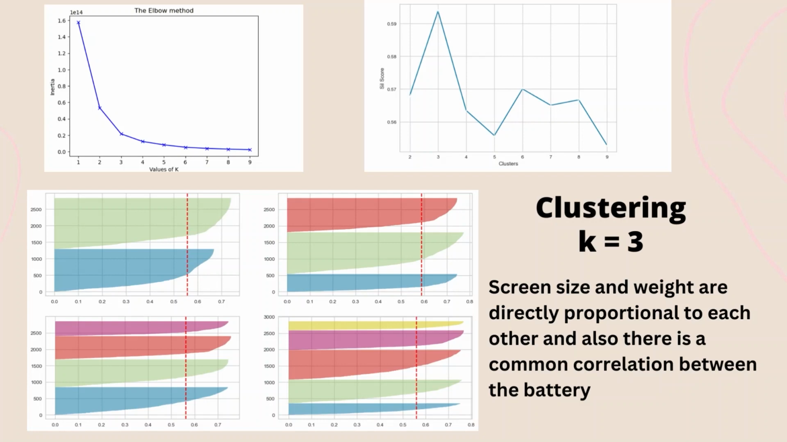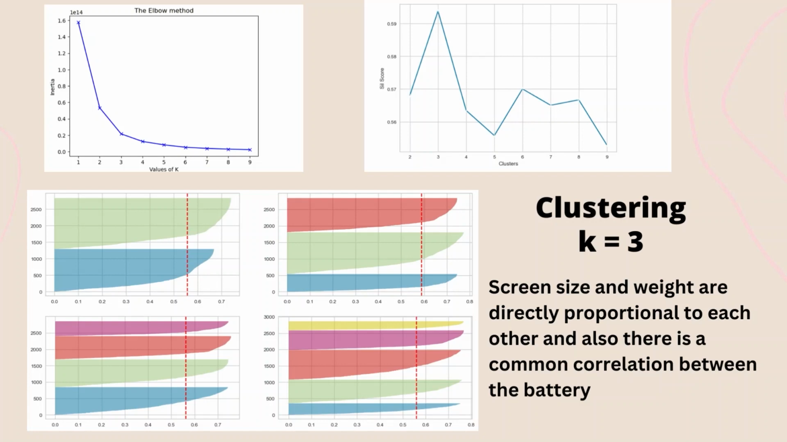Next, coming to one of the methods, this is an unsupervised method, clustering, and I got the k value as 3. You can observe in the obtained graphs, the elbow method and silhouette method. By this, we can infer that the screen size and weight are directly proportional to each other, and also there is a common correlation with the battery.